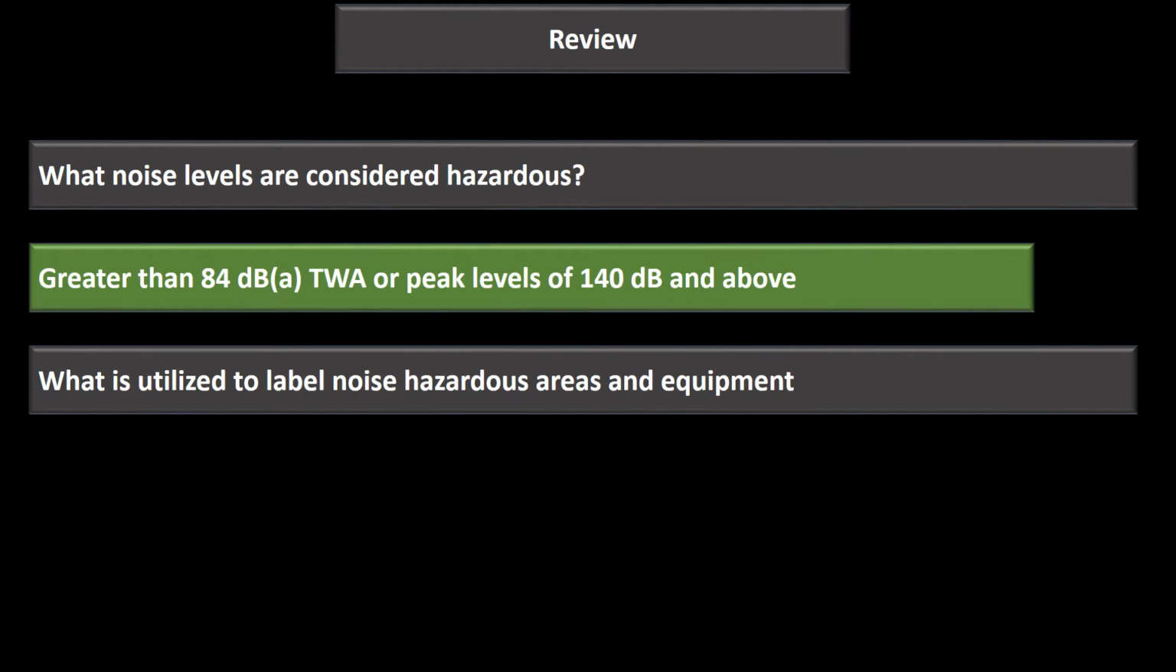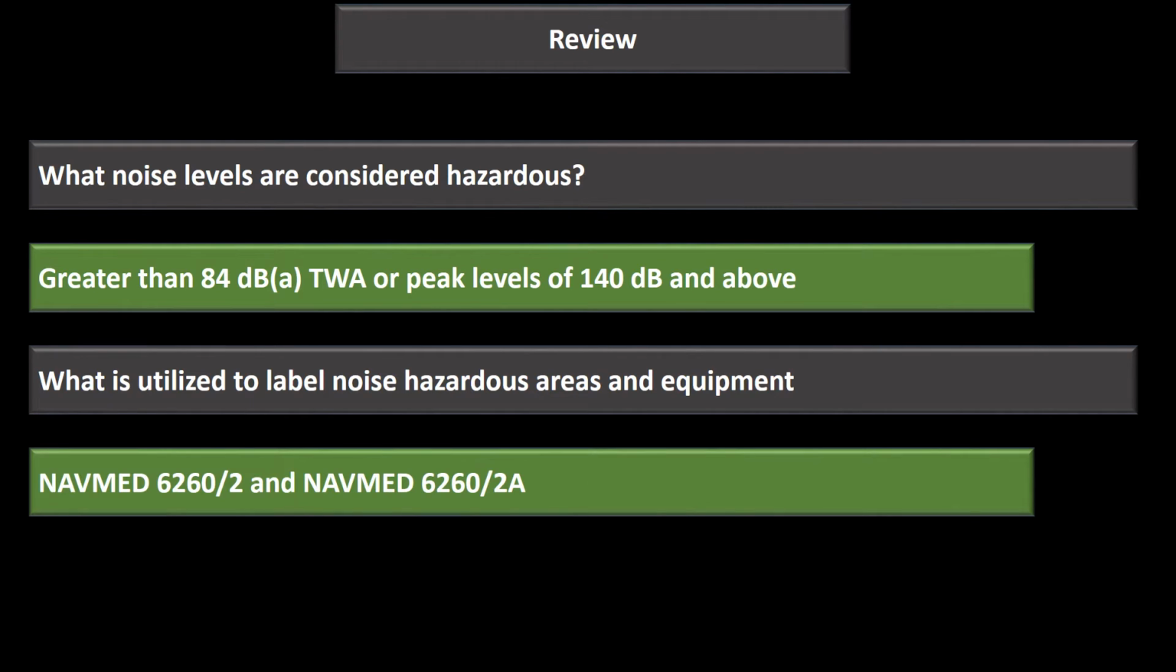What is utilized to label noise hazardous areas and equipment? Well, we use a NavMed 6260 slant 2, right, for our areas, and our NavMed 6260 slant 2 alpha for labeling individual equipment.